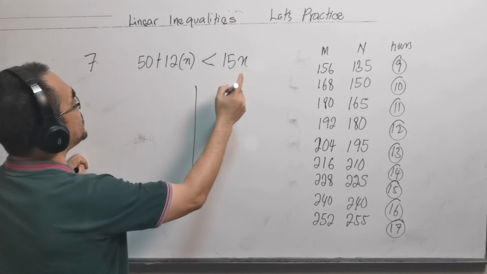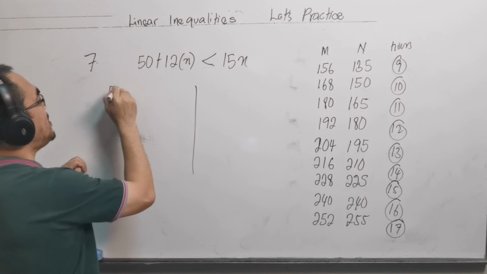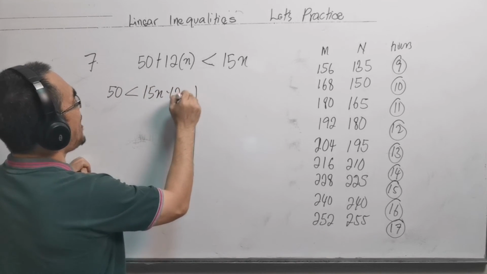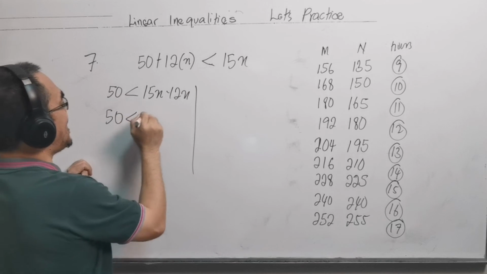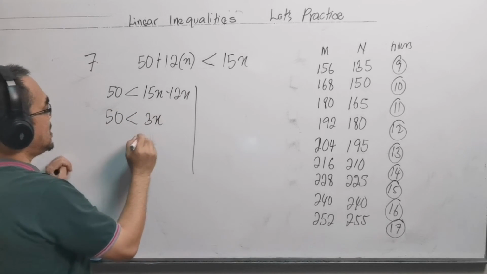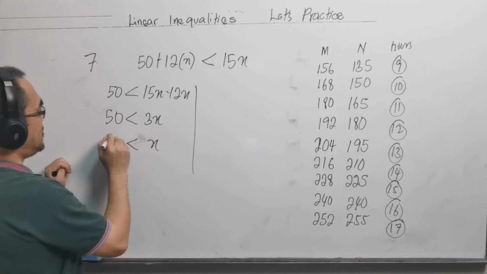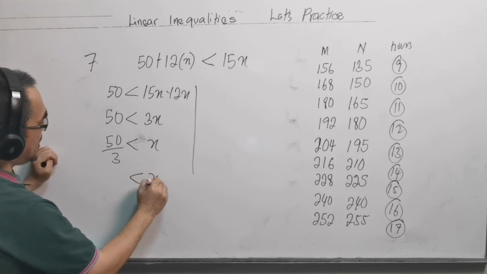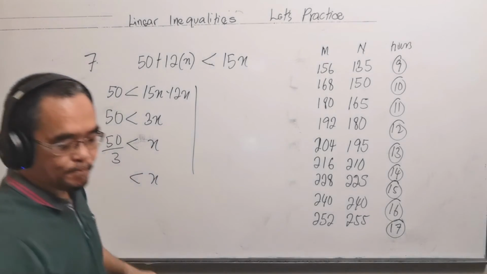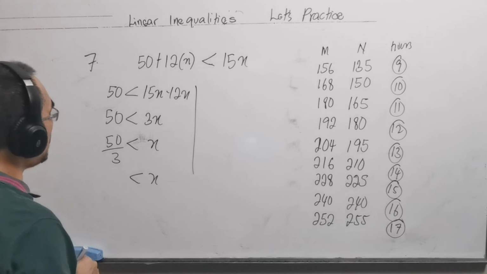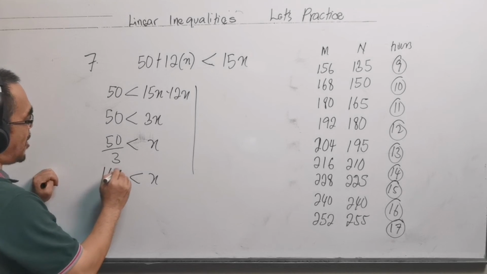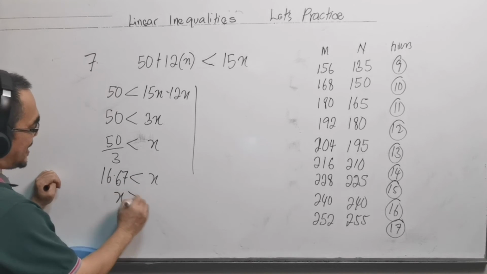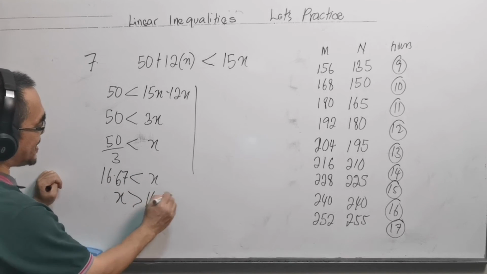Okay, so what we have to do, there are two ways. You bring all the x to one side. So here you bring 15x minus 12x. So 50 is less than 3x. So 50 over 3 is less than x. 50 over 3 is 16 2 over 3, which is 16.67. So in other words, x is more than 16.67.